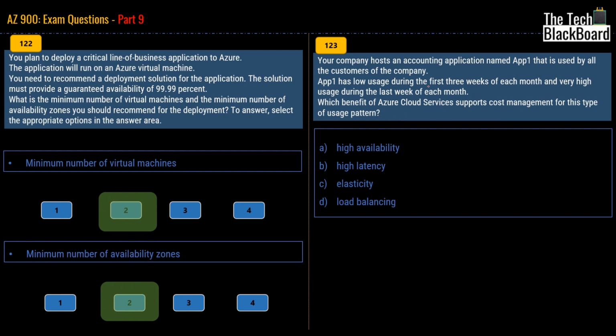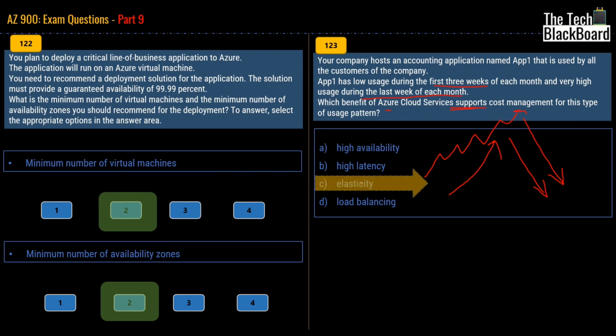Now, as you read through the question, you can already understand that usage can go up at some times while at other times it can come down. So you need to tell one cloud benefit that can support this kind of scaling up and scaling down. The correct answer for this question is elasticity.